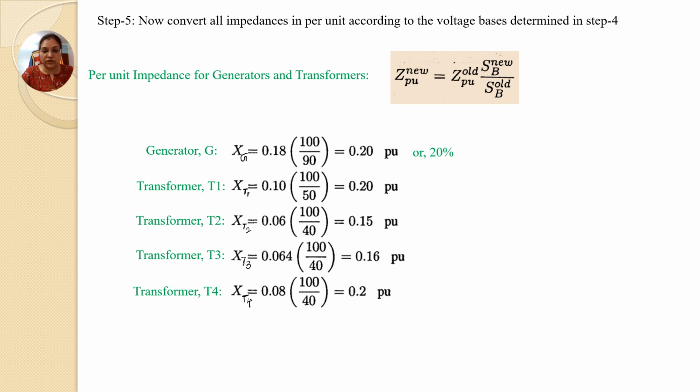Now step 5 is to convert all the impedances in per unit according to the voltage basis that we have evaluated in step 4. First we'll be doing the calculation for the generators and transformers, that is, we are finding the per unit values for the generator and transformers. Since generators and transformers have voltage bases the same as their rated values, their per unit reactances on 100 MVA base can be calculated, and for that we can utilize this formula: Z per unit new equals Z per unit old, which is the specified data for this particular component, multiplied by S base new, that is MVA base new, divided by MVA base old.